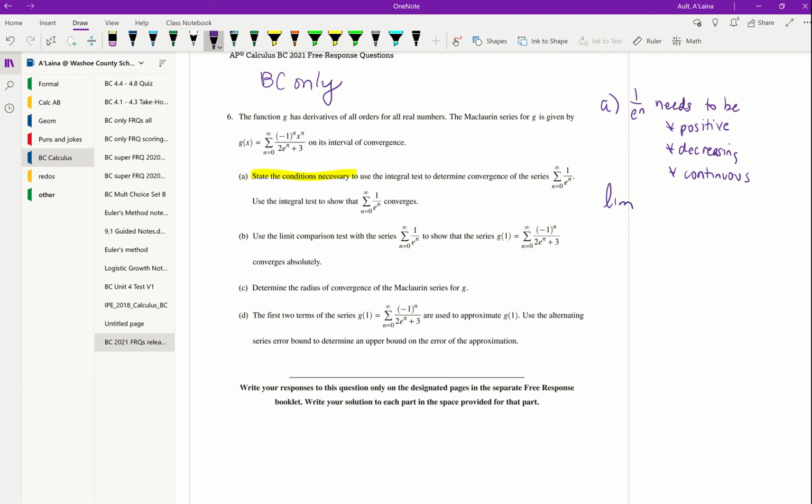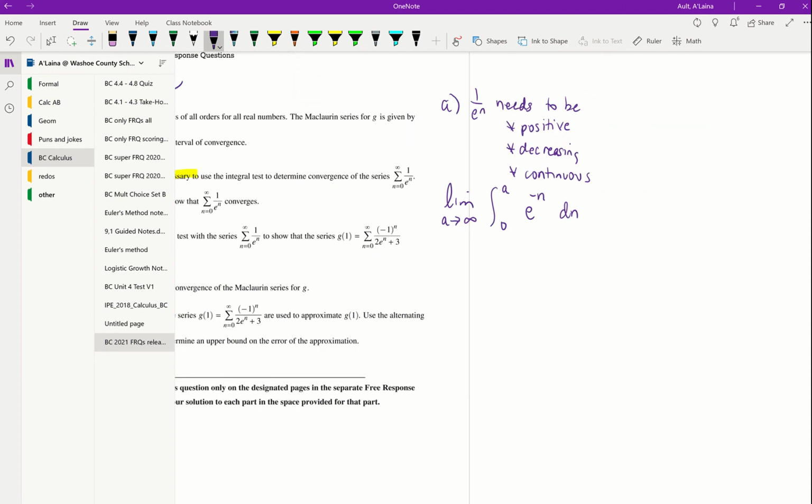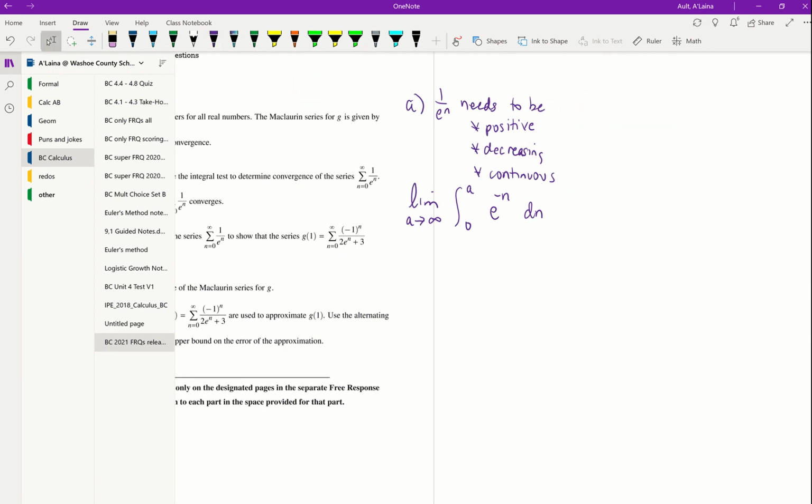So I'll do the limit, and we're doing this from 0 to infinity. You can pick any variable. College Board usually picks B. I usually pick A, just a difference, I guess, in the training. And I'm doing from 0 to A of 1 over e to the n, which I'll write as e to the negative n dn, just because it's easier to integrate that way. So keep that limit notation there. They will mark you down if you remove that limit notation or just completely forget about it.